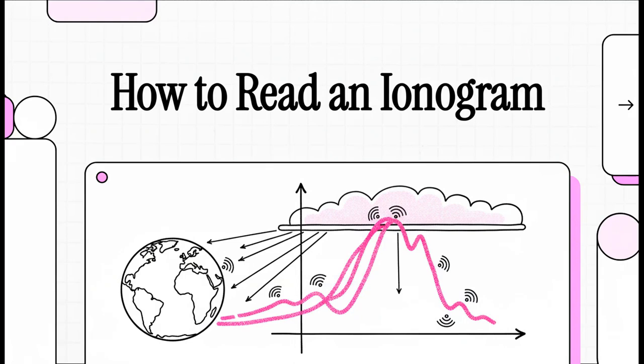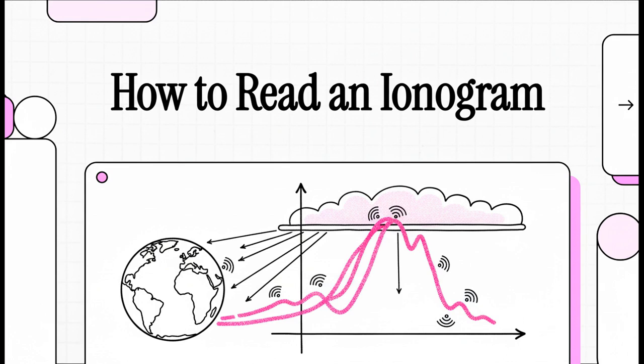All right, have you ever looked at a chart like this and just your eyes glazed over? It looks like a bunch of random dots and squiggles, right? Well, in the next few minutes, we're going to crack this code together. You're going to learn how to read what's called an ionogram, which is basically a weather map for radio waves. It's the key to figuring out how to send a signal clean across the planet.